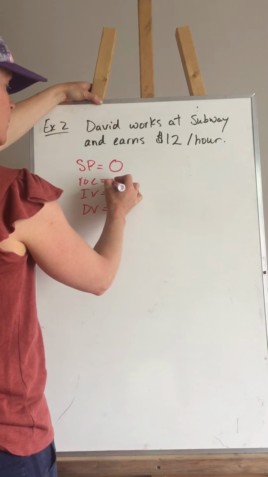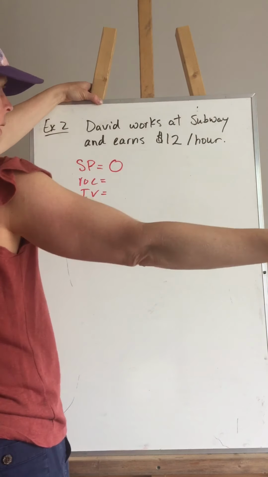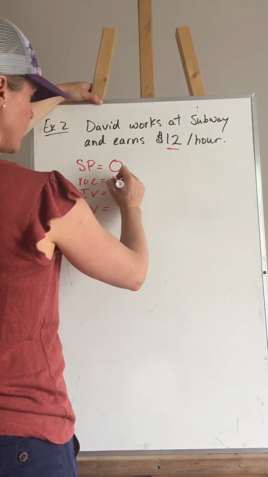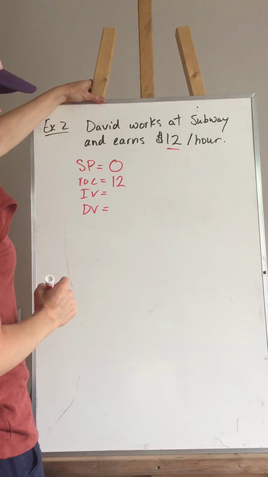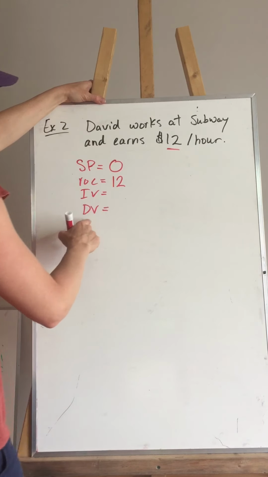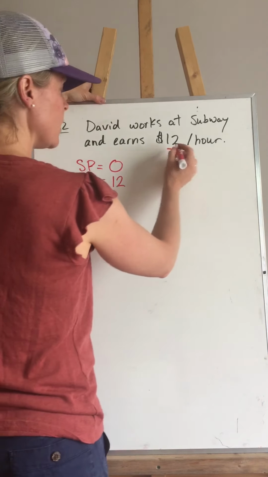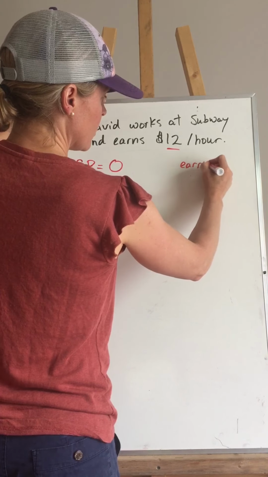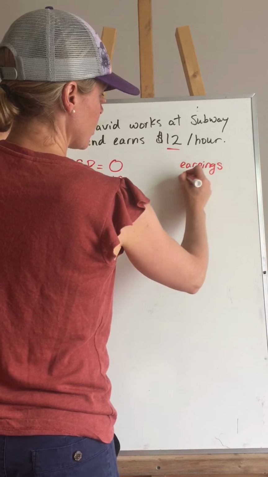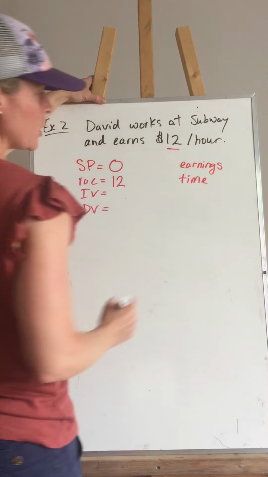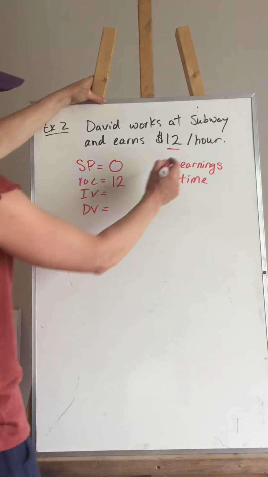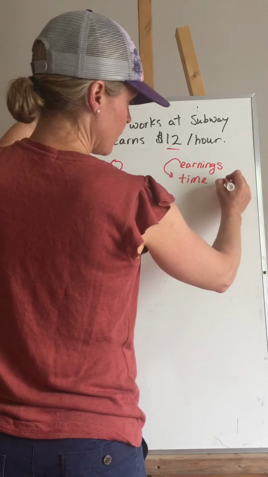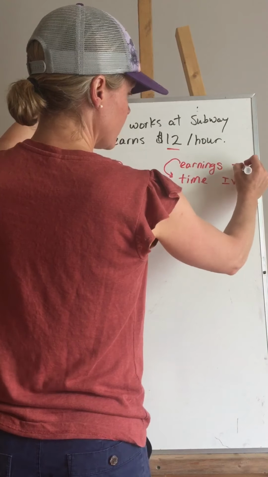My rate of change, what is this going up by or down by? In this case, going up. It's going up by 12, right? Every hour he's making $12. My independent and my dependent variable. So you know that one is going to be his earnings, how much money, and the other is going to be time, how much time he works. So those are my two variables. The earnings will depend on the time he works. So that means that this is the independent variable, this is the dependent variable.